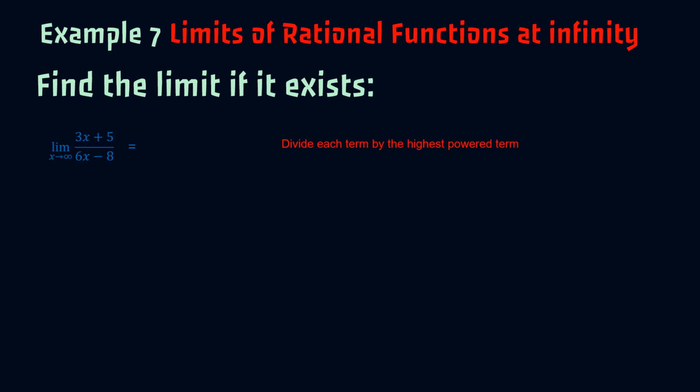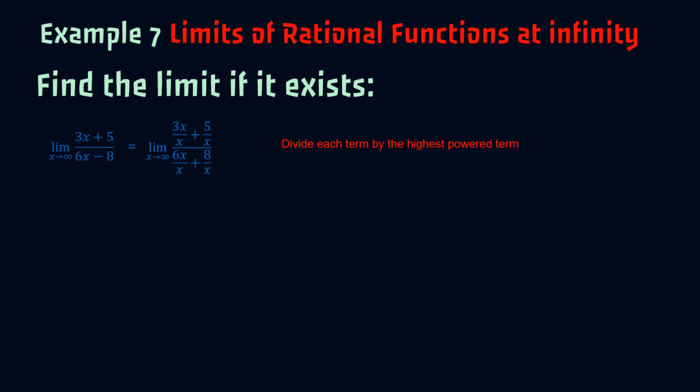So here I notice that 3x and 6x both have x, so the greatest power here is x to the 1. So what we're going to do in the next step is divide each term, top and bottom, by x.